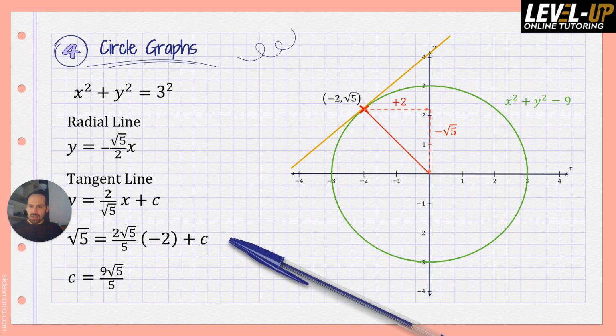You see the gradient here. I've rationalized the denominator there by timesing the top and bottom by root 5. But it's the same thing. And so you just need to be able to use your understanding of surds to rearrange this, and you get c equals 9 root 5 over 5.